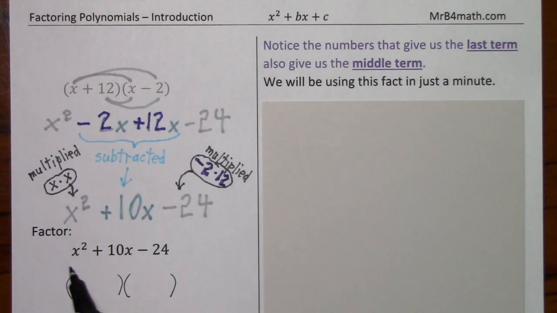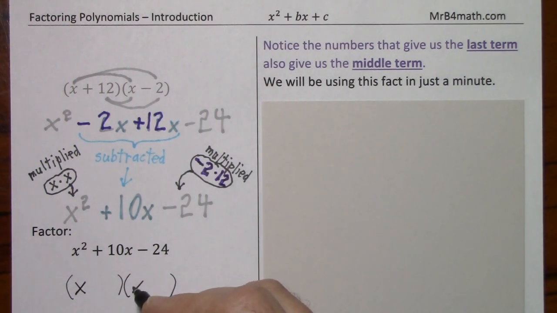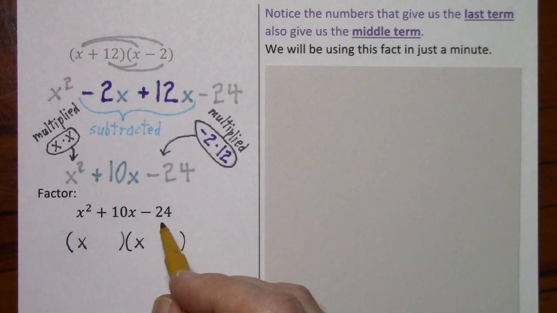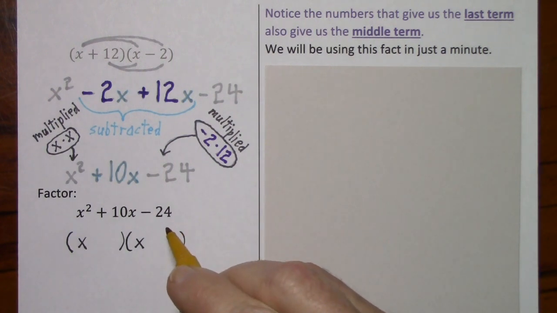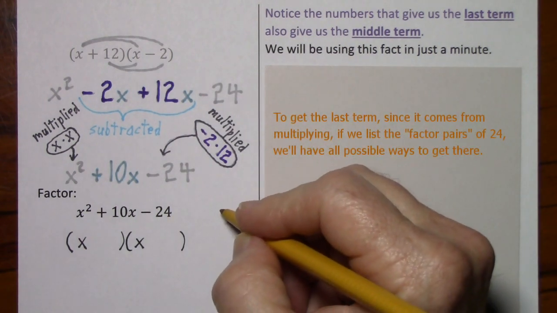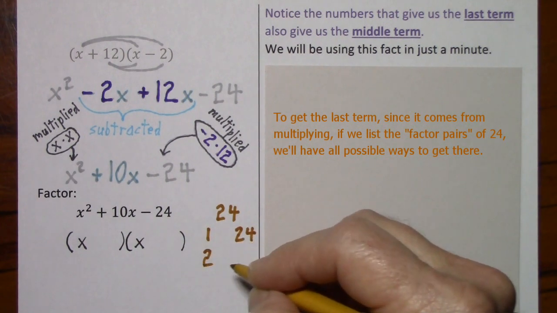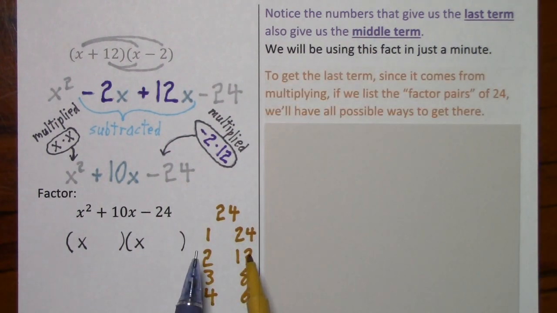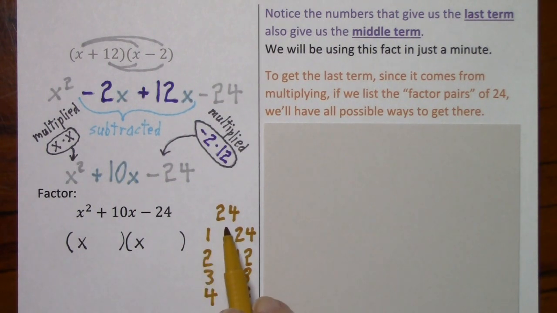Returning to our problem where we're supposed to factor this trinomial, we can take care of the first term pretty quickly. We multiplied to get x squared, so if we write x times x, we'll get our x squared. To get the last term, since it comes from multiplying, if we list the factor pairs of 24, we'll have all the possible ways to get there. So now, whichever factor pair we grab, if we plug it in here and here, we can be sure that when we multiply, we'll get 24.